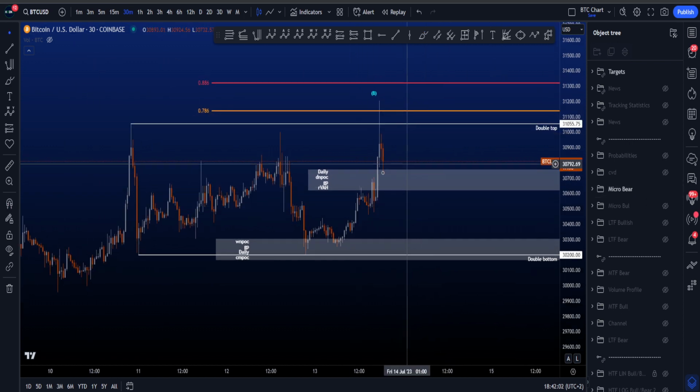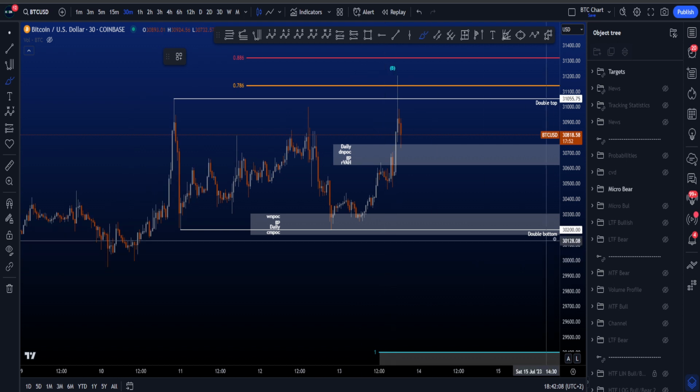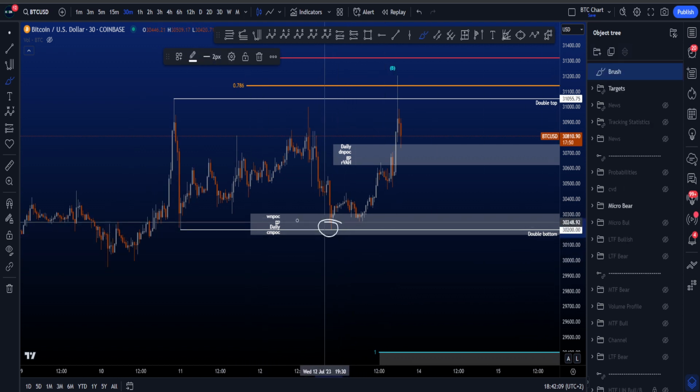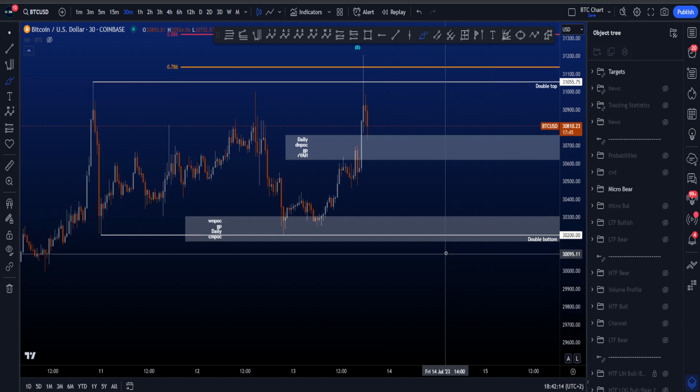But of course we have to observe and wait for price to show its hand, but that is at least the more preferred scenario, where to the downside we also have a double bottom still, low number 1, low number 2, and it would be very attractive to take that double bottom.